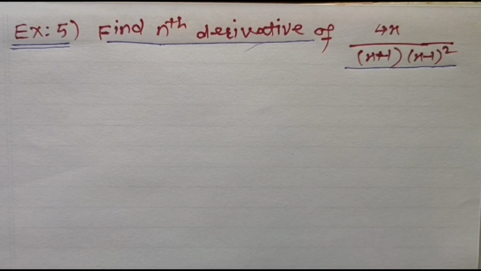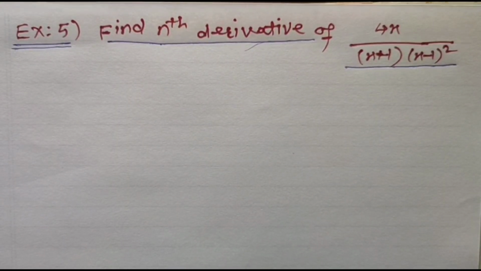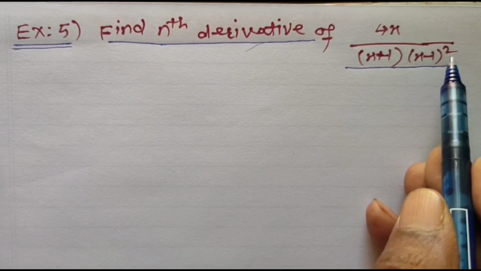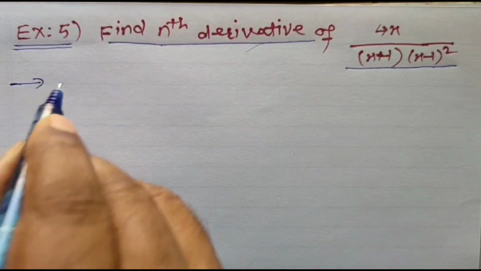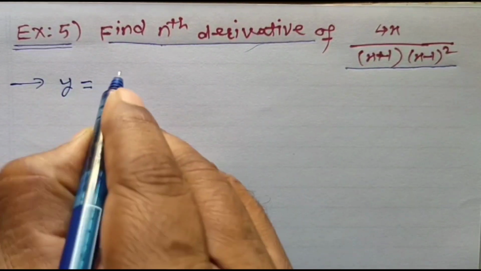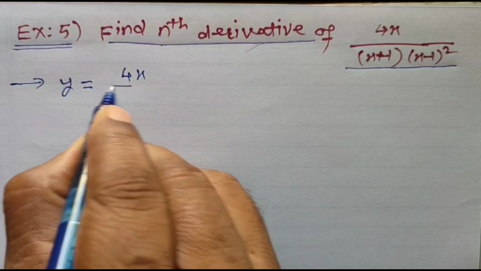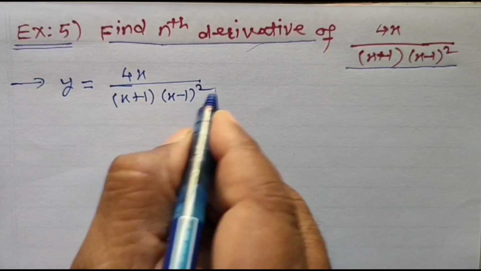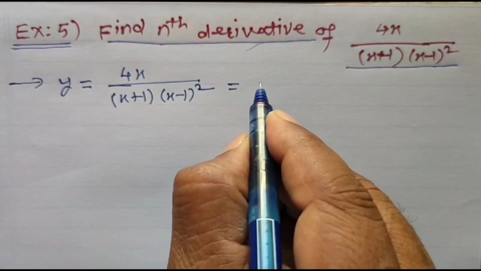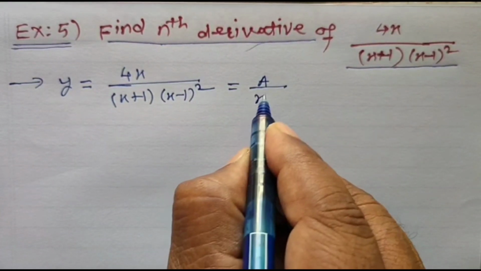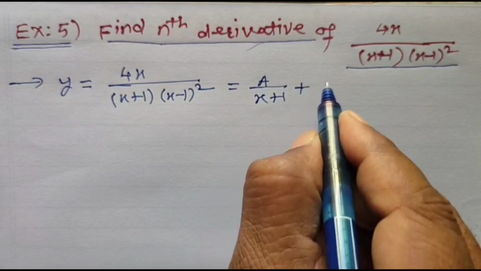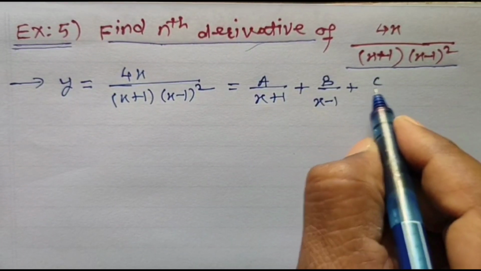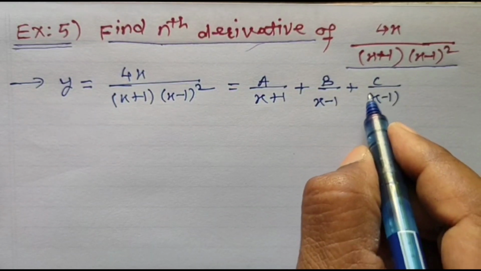Let us solve sum number 5. Find nth derivative of 4x upon x plus 1 into x minus 1 its square. Assume y is equal to 4x divided by x plus 1 into x minus 1 its square. This is equal to, we can write, a upon x plus 1 plus b upon x minus 1 plus c upon x minus 1 square.